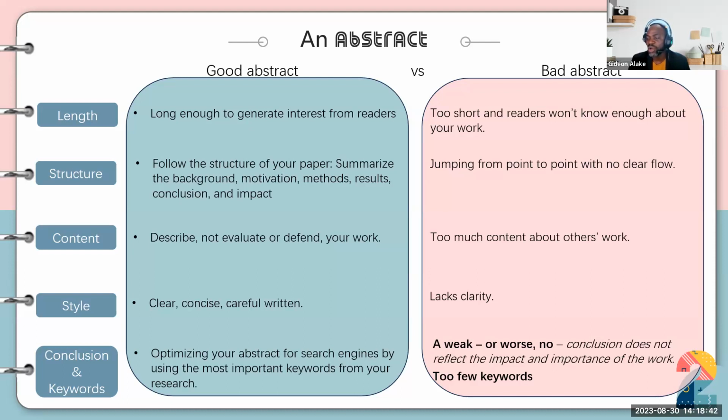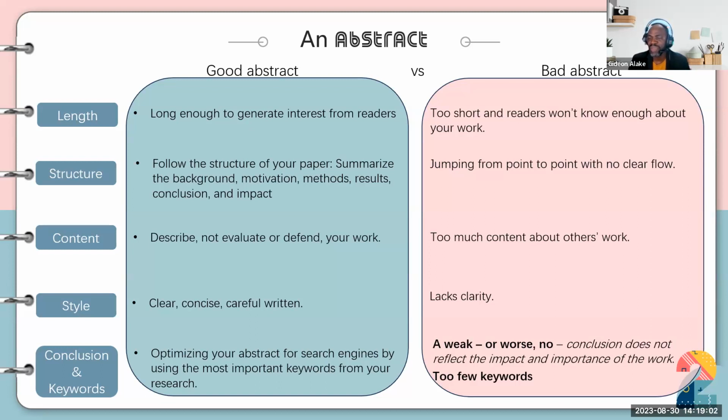So another is the content. This is not an exhaustive list. I'm just giving you the main things there. So another one is the content. You have to describe, not evaluate, your work. The abstract is to describe your work, not to evaluate or defend your work. You don't have to put too much energy into defending your work.